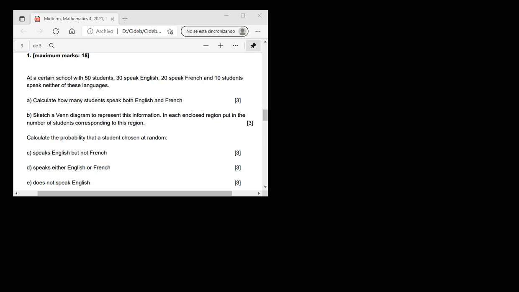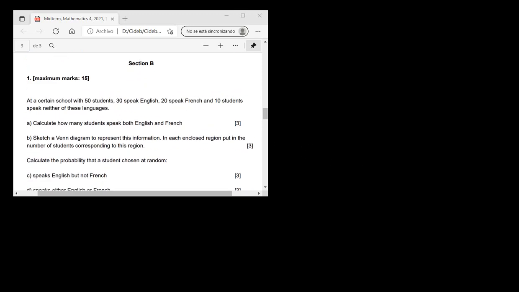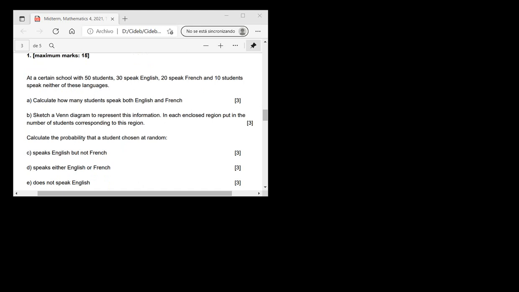Okay, section B. Now we enter section B, which has problems a little bit more thoughtful in a way, that require more analysis. Problem number 1. At a certain school with 50 students, 30 speak English, 20 speak French, and 10 students speak neither of these languages. That's the whole context. And I ask you a series of questions or instructions.